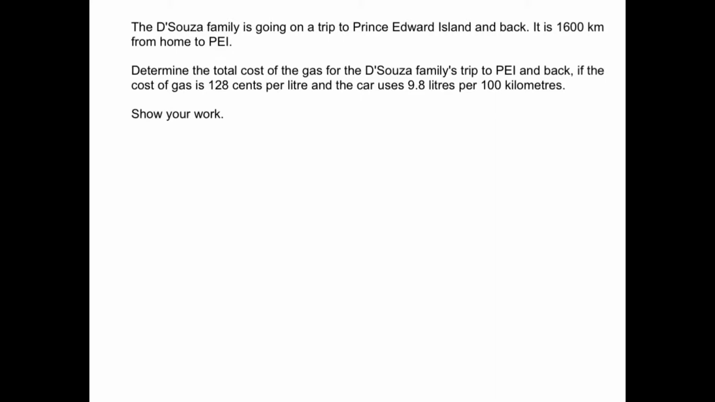For today's lesson, we are going to be using equivalent ratios to solve this problem. So we need to begin by looking at what the comparison is in this question. Let's begin by underlining all our quantities. We know that the D'Souza family travels 1,600 kilometers one way. We know that gas costs 128 cents per liter, and the car uses 9.8 liters per 100 kilometers. So some of the units we're working with are kilometers, liters, and money.